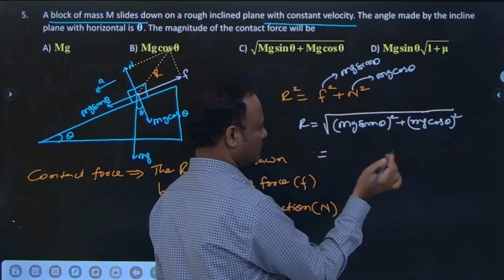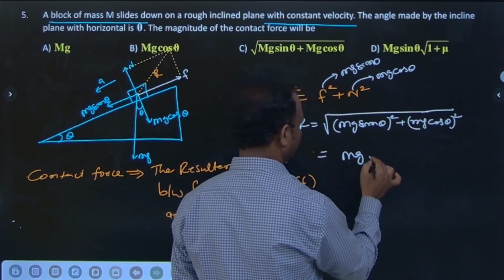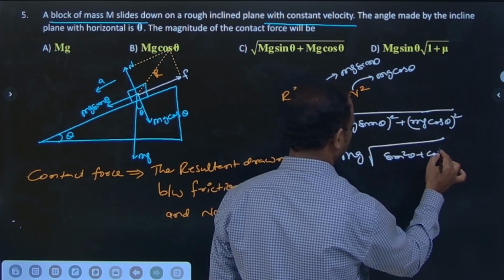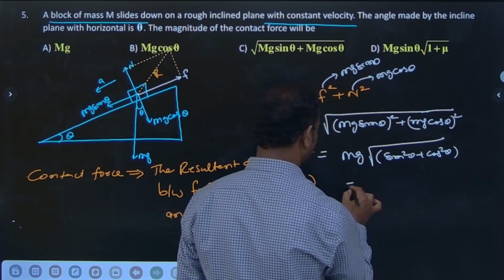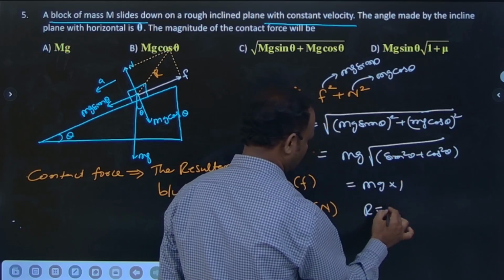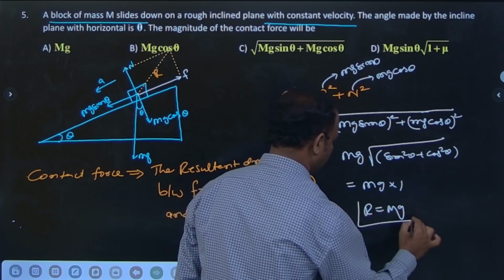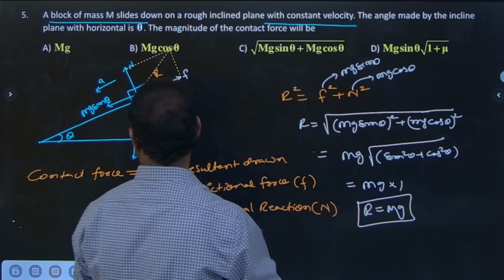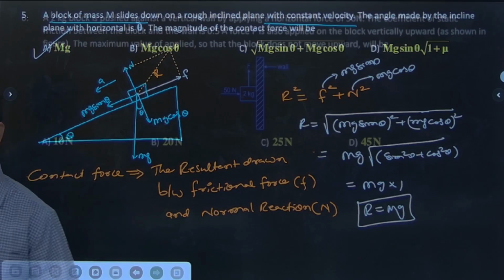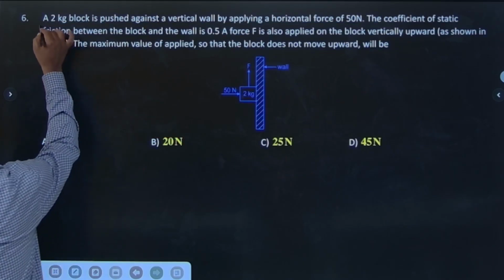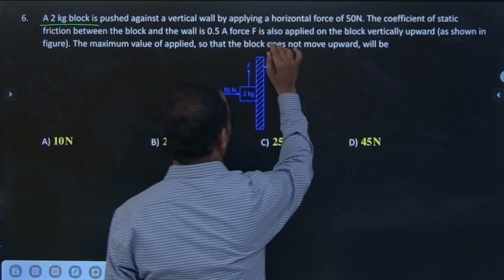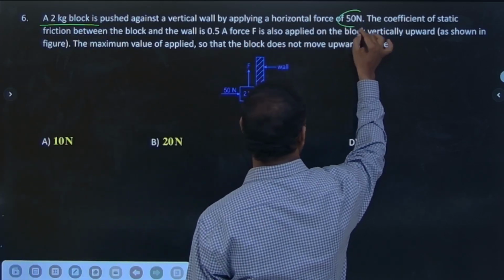Taking mg outside the root, it becomes mg times the square root of sin square theta plus cos square theta, which is equal to mg, since the value is 1. So R is equal to mg. So the contact force is mg. Option A is correct.